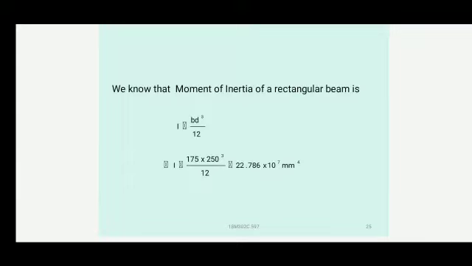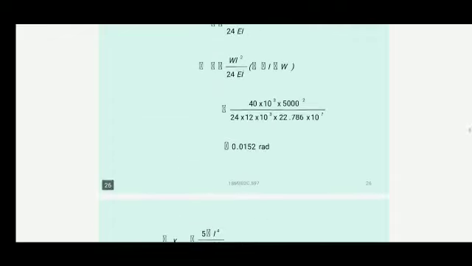We know that moment of inertia of rectangular beam is I is equal to BD cube by 12. I is equal to 175 into 250 cube by 12, that is equal to 22.786 into 10 to the power of 7 mm to the power of 4.